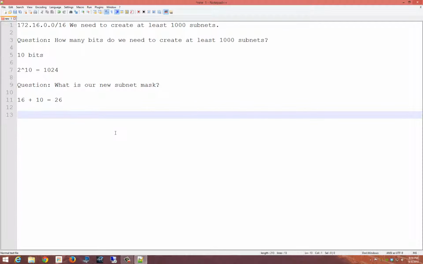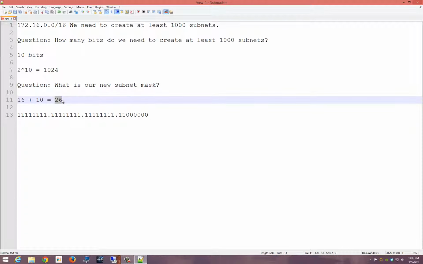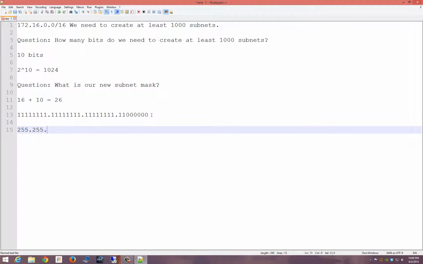I can write it out in binary. The first 26 bits are network bits, and the last 6 bits are host bits. It gives us a total of 32 bits. I can also write it out in decimal: 255.255.255.192.